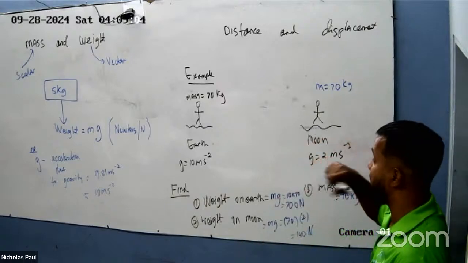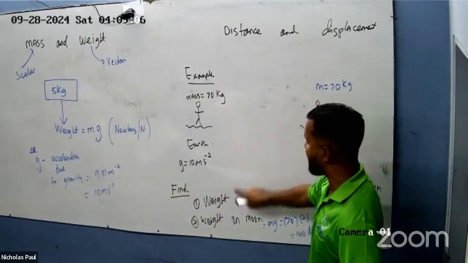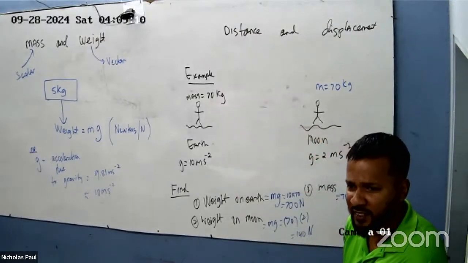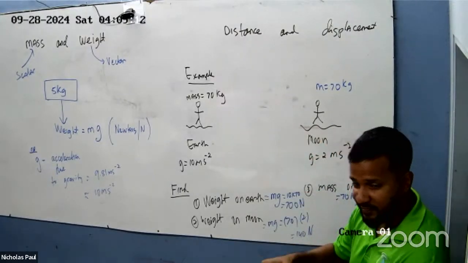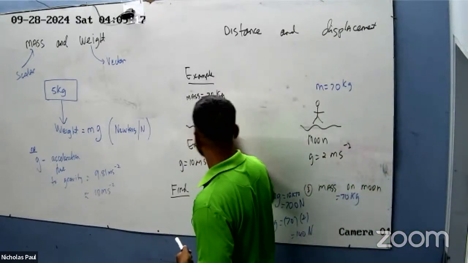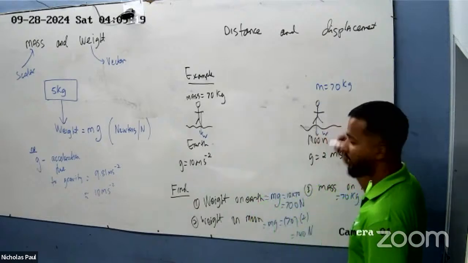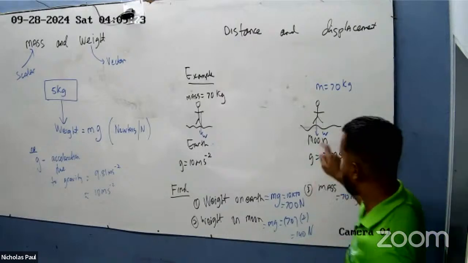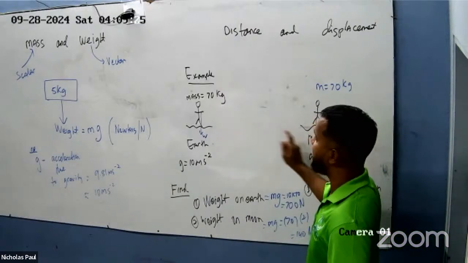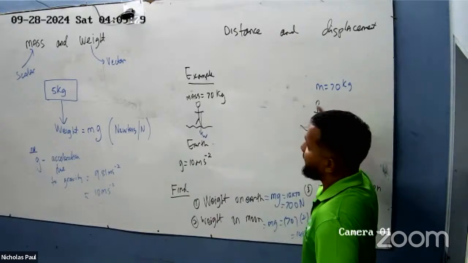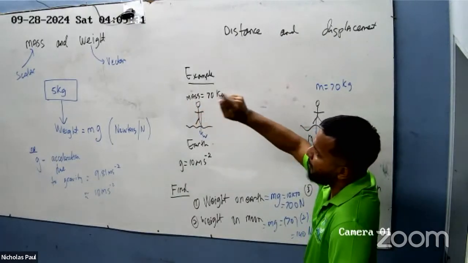Now that we understand the difference between mass and weight, what direction is weight acting? Weight acts vertically downwards. So if I had to put his weight, it acts vertically downwards. Don't forget that the force that acts downwards on somebody is the weight.